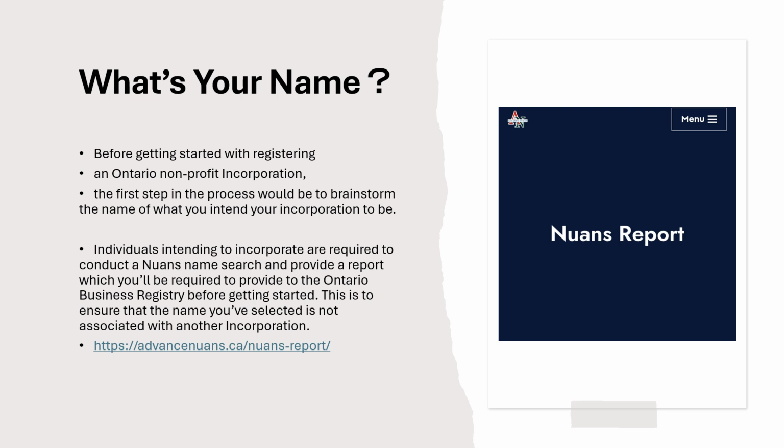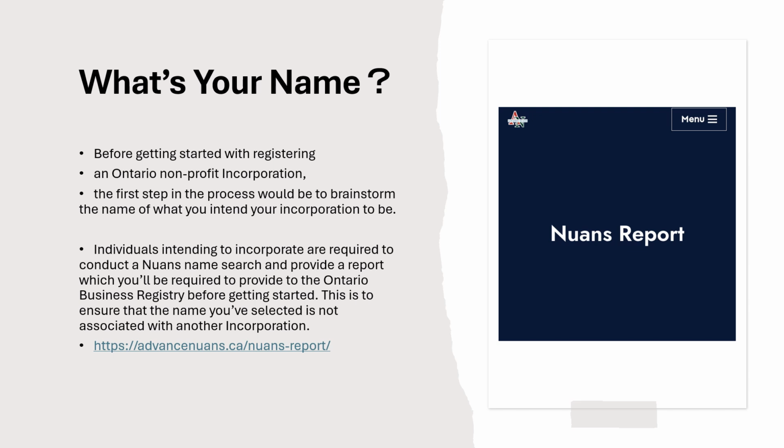What you would have to do is what they call a nuance name search. The nuance name search is a mandatory requirement. It's just to make sure that the name you're thinking of to call your nonprofit incorporation is not affiliated with another corporation in Ontario.